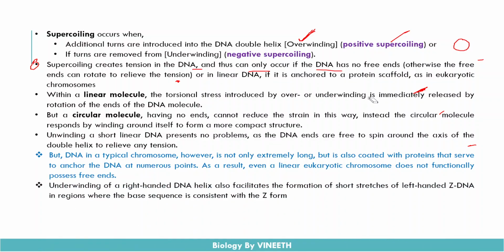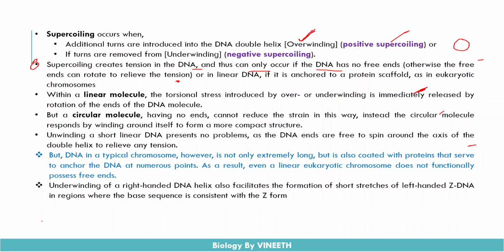In a typical chromosome, as I said, in the case of eukaryotic genomes, they contain a lot of condensin proteins or cohesin proteins, which are fixed to the DNA sequences, which makes the DNA get compacted.